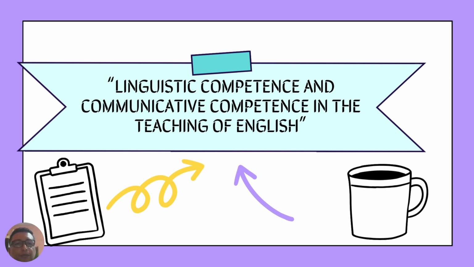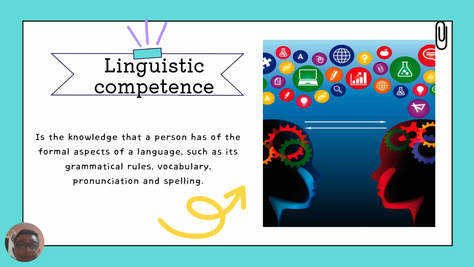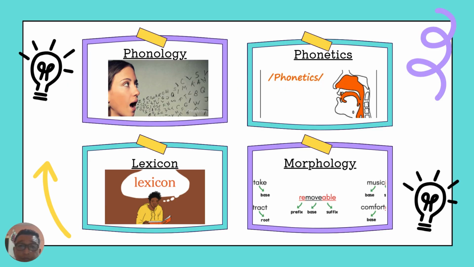Today I'm going to talk about linguistic competence and communicative competence. The first one is linguistic competence. This refers to the ability to construct structurally correct sentences. In this case, it is technical, based on language and answering the question. We have seven essential components in order to study this part.